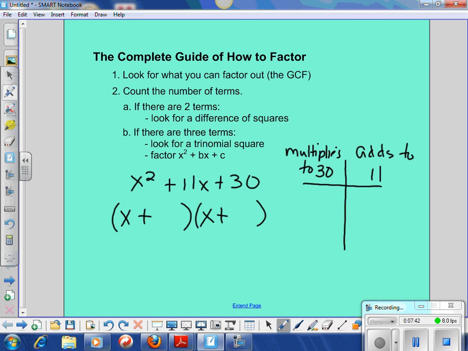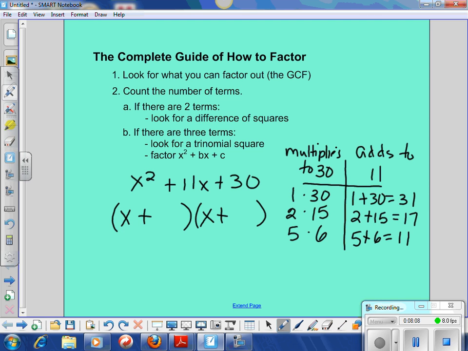Just look at all the multiples of 30. I've got 1 times 30. I've got 2 times 15. I have got 5 times 6. Those are our factors on how we get to 30. Now add them. 1 plus 30 equals 31. That's not the number we're looking for. 2 plus 15 is equal to 17, not the number we're looking for. 5 plus 6 is equal to 11. That's the number that we're looking for. So what we do is we put in our 5 and our 6, and that's how we factor out.